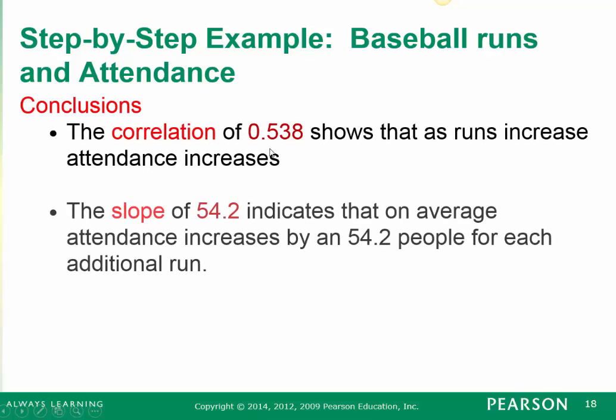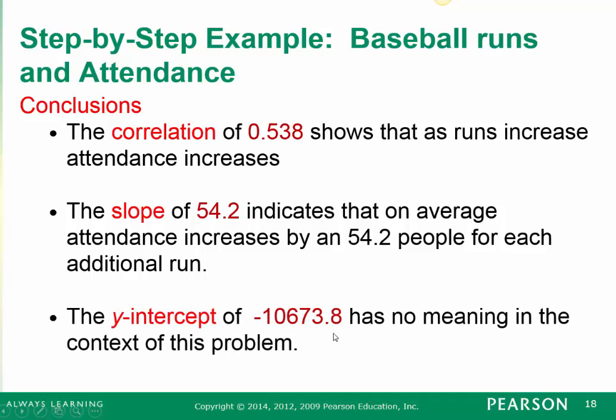Correlation of 0.538 shows us that as the runs increase, attendance increases, which is what we would think. And again, there's the interpretation of the slope. The y-intercept here really doesn't have any meaning. This means if a team had no runs, they would have negative attendance, which doesn't make any sense. So in many contexts, the y-intercept won't have a real meaning.